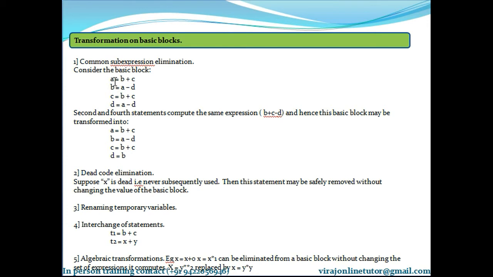A is again B plus C, so it is B plus C minus D. So what am I doing here? Statements 2 and 4 are the same, so whatever is B, I am assigning it to D. Instead of computing this again and again, whatever is B, I am assigning it to D. So I have eliminated common subexpressions.